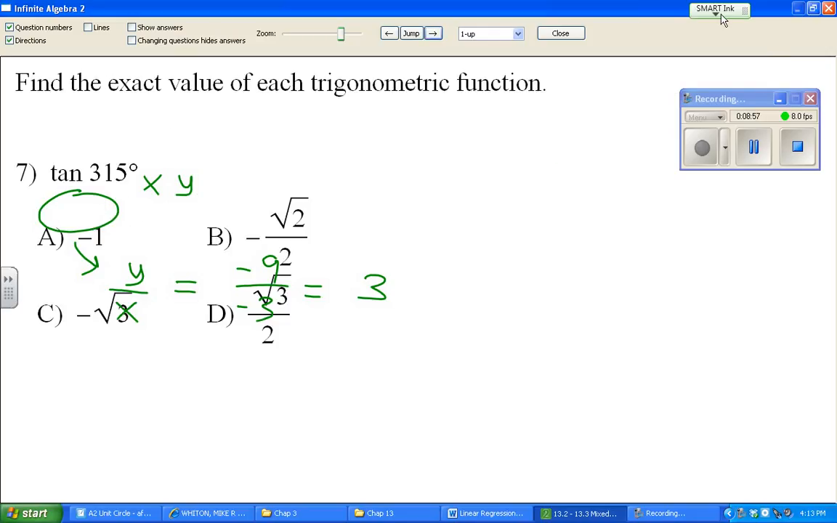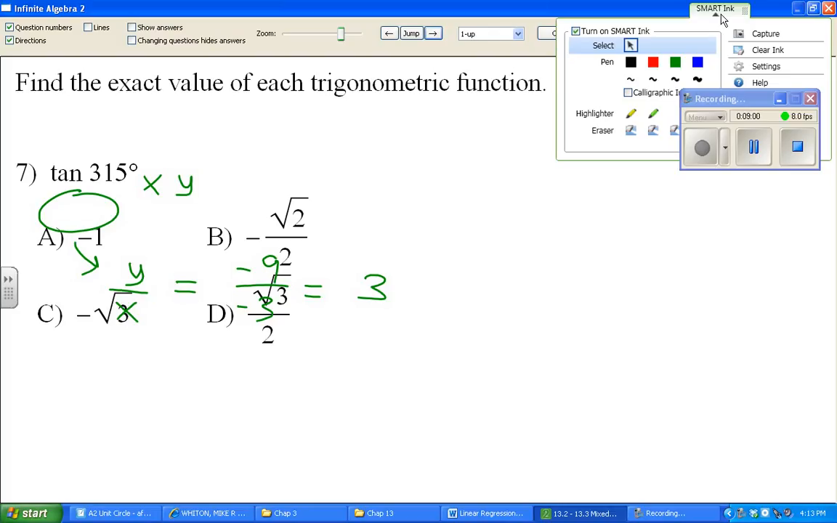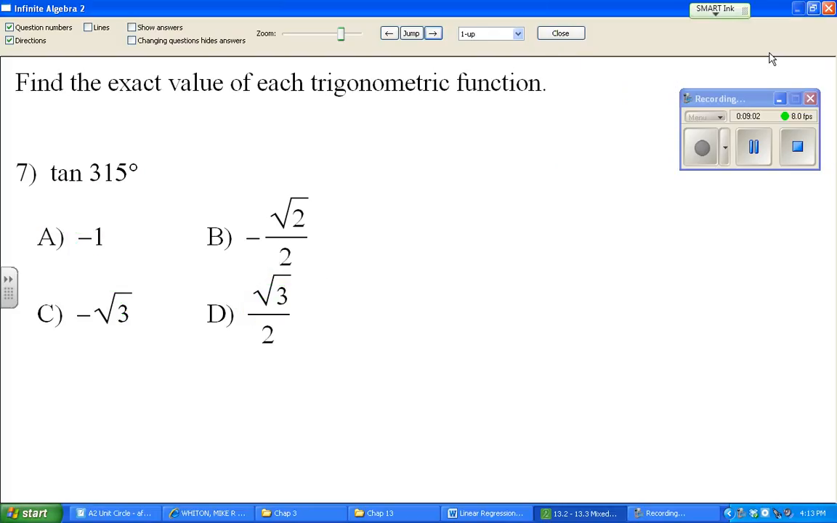Okay, let's see, finding exact trig values. So they gave us the tangent of 315 is what we need. Okay, so let's set this up with a little picture and see what we got going here. So 315 is going to be down in quadrant 4. Okay, it's actually right in between 270 and 360. It's right in the center there.